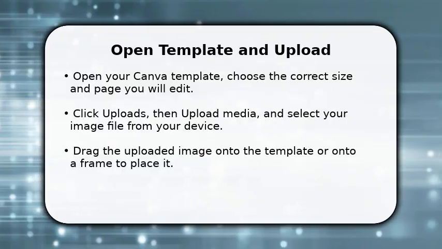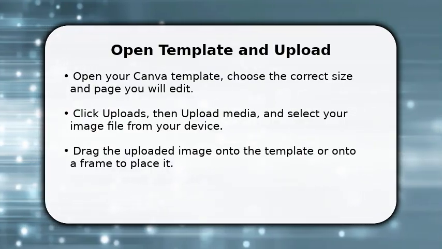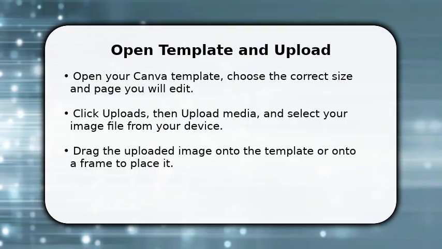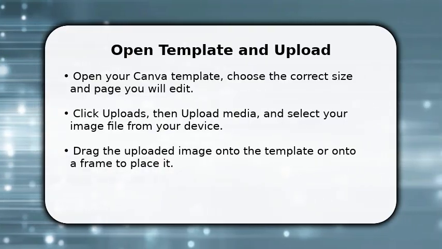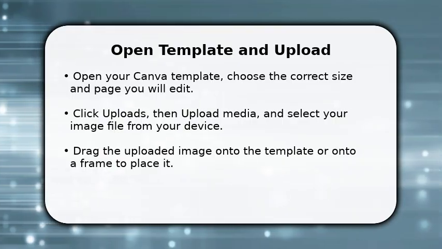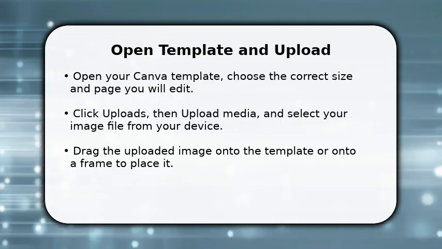Open your Canva template and confirm the correct size and page. Click the template to activate the editor and show side panels. Select Uploads from the left panel and choose Upload Media to add an image file. Locate the image on your device and click Open or drag the file into the Uploads area.